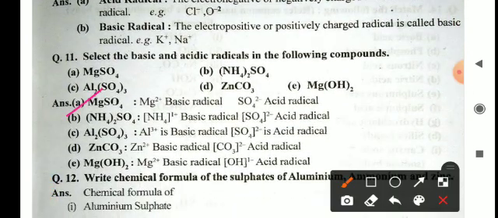Select basic and acidic radicals in the following compounds. MgSO4: Mg2+ is the basic radical, SO4 2- is the acidic radical, because these compounds will break into positive and negative ions. The ions which are positive are called basic radicals, and the ions which are negative are called acid radicals. So you can see here.